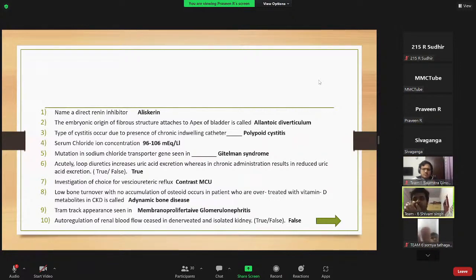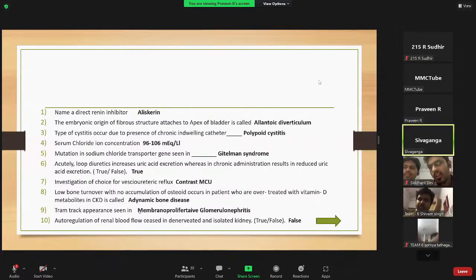I guess Praveen had heard it. No, I don't think anyone heard adynamic bone disease, but the others, I think we heard. Yeah, we had answered adynamic bone disease. Okay, I'll give it just to you before you say time off.